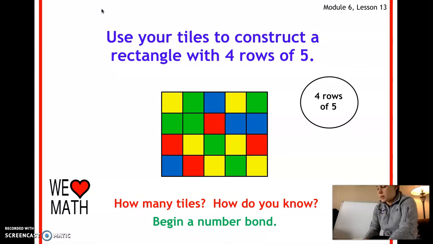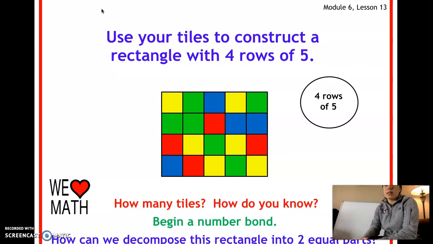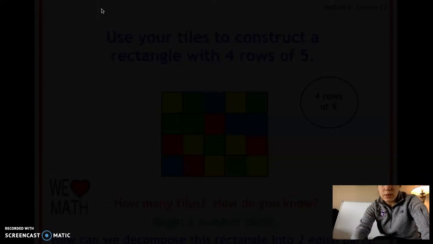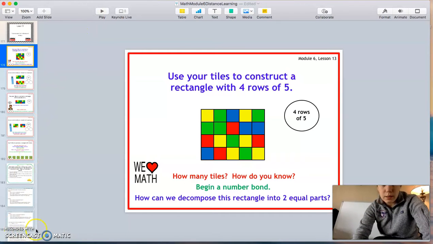Now they want you to do this by showing a number bond. So in our number bond, it says 4 rows of 5. They want you to decompose this rectangle into 2 equal parts. But how can we do that? We need to break it up so that there's 2 equal rectangles. They each have the same amount of tiles in each rectangle. So I'm going to zoom out so that you can see me do this up on our board for us.